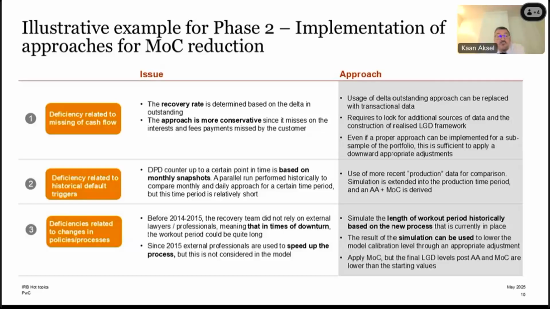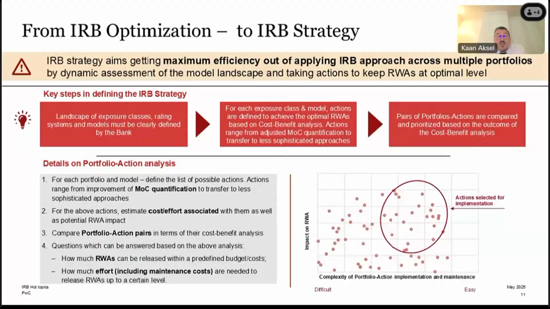So in a nutshell, it's an iterative process, but obviously we all know when we were running the so-called IRB repair programs, we were moving by light speed. We were not even having any chance to look into nitty-gritty stuff.